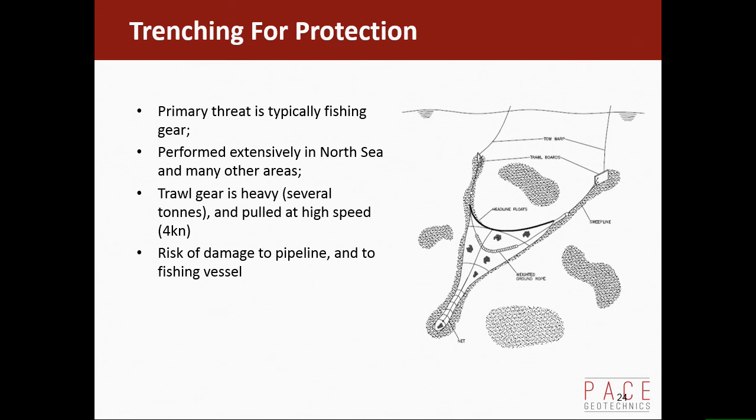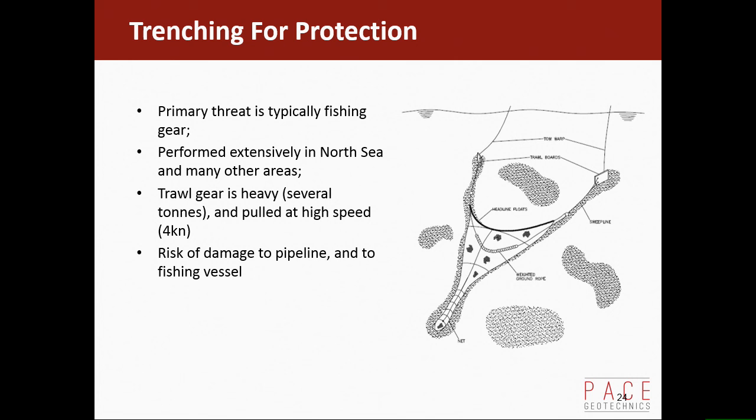When we talk about protection, we're primarily talking about trenching for protection from fishing gear. Obviously extensively performed in the North Sea, but also other areas as well. Trawl gear is quite heavy. This is an otter board rig. The boat's up there pulling these 2 tow warps, and the trawl doors are pulled to hold the net open, and they can be 4 tons.